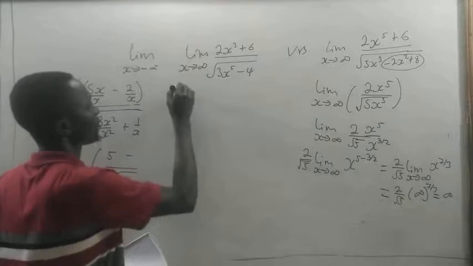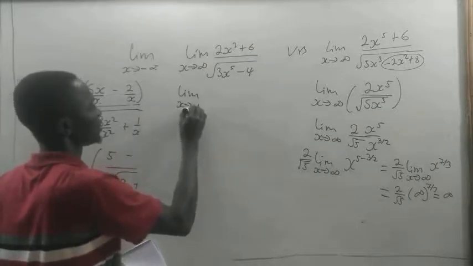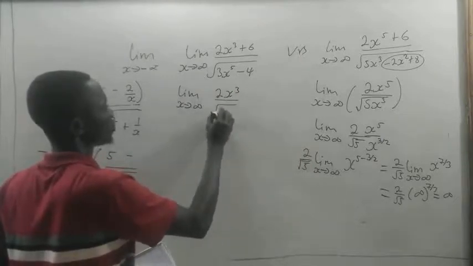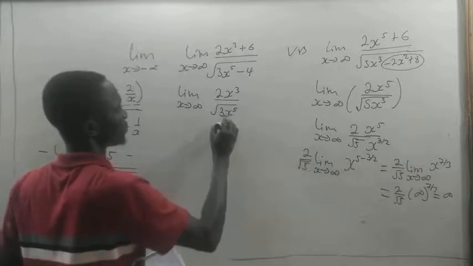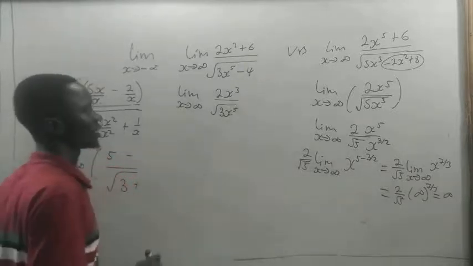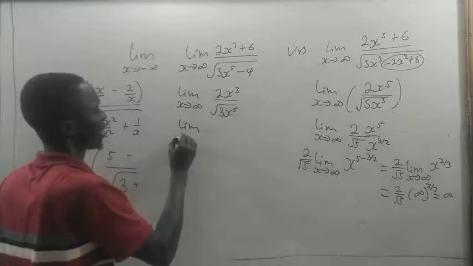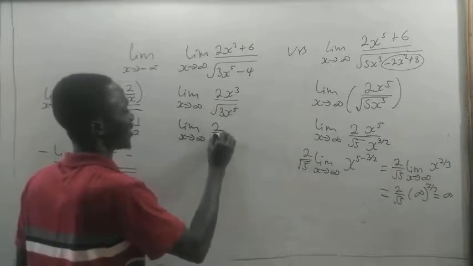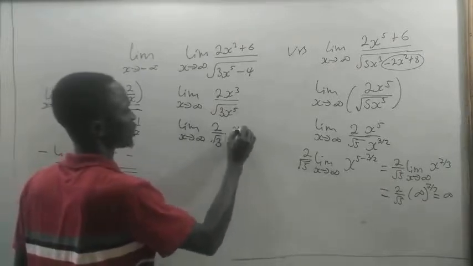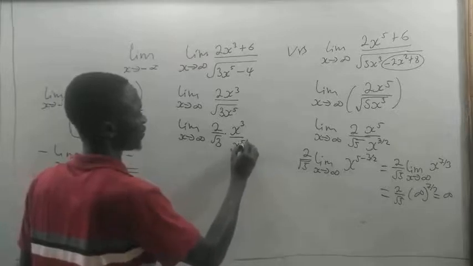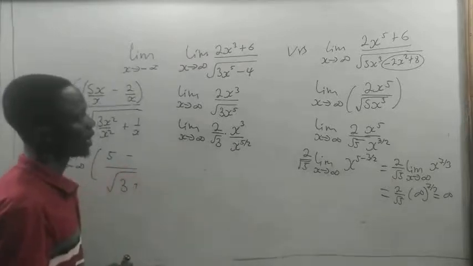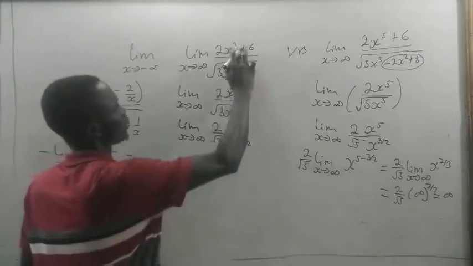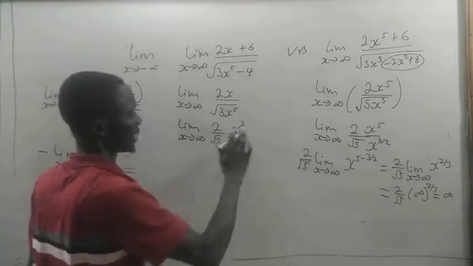Now let's look at this one. For this one, we have the limit as x approaches infinity, 2x cubed divided by square root of 3x to the power 5. For these terms are not important. So we take the limit as x approaches infinity, 2 divided by square root of 3 times x to the power 3 divided by x to the power 5 out of 2. Why is it 5 out of 2? Okay, let me make this 1 so that what I'm guessing will come true.